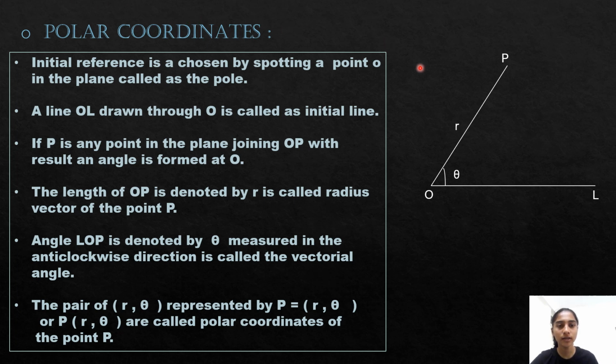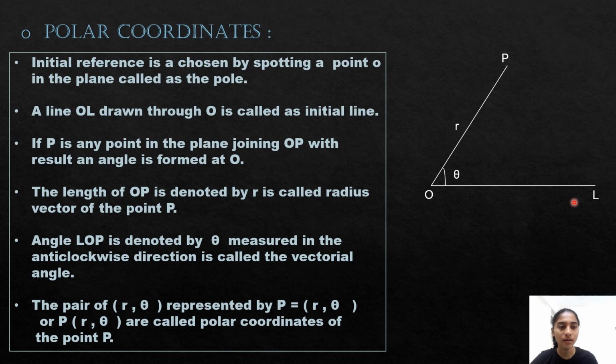I have given one diagram. In this, the initial reference is chosen by spotting a point O in the plane, and it is called the pole. A line OL drawn through O is called the initial line. If P is any point in the plane, joining OP, an angle is formed at O. The length of OP is denoted by r and is called the radius vector of the point.